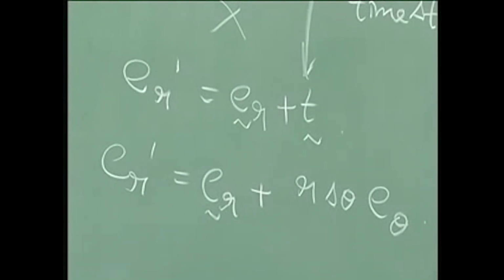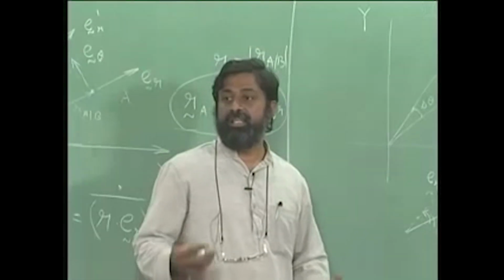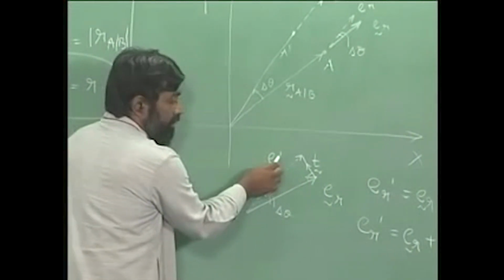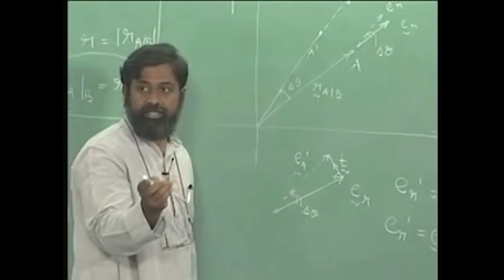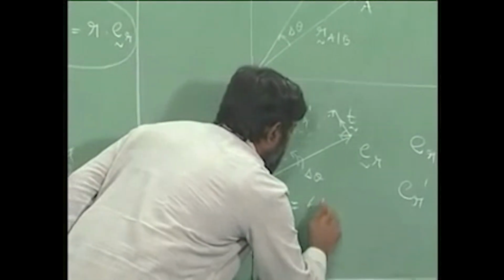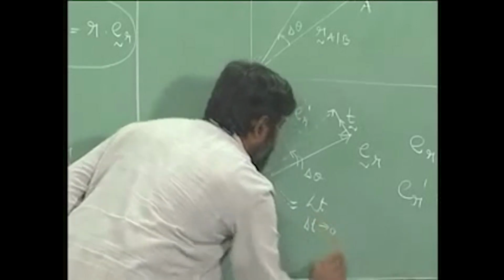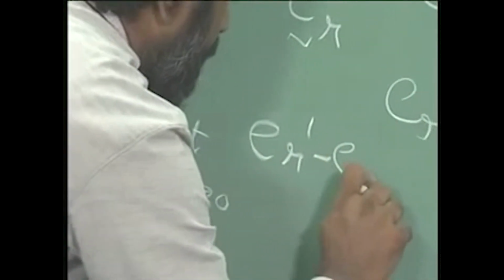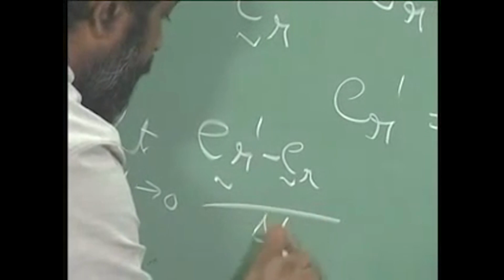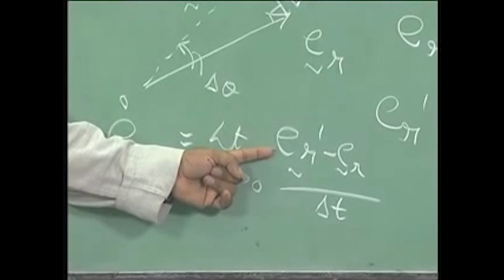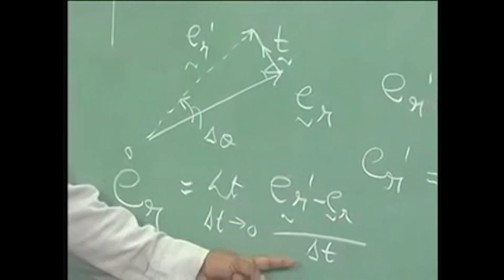What we are interested in is how it has changed, or in other words, ER dot is what we are looking at. If this is ER and this is ER prime, which is a change that has occurred over delta t, then ER dot is nothing but limit as delta t tends to 0, ER prime minus ER divided by delta t. Is this okay? This is the changed vector, this is the original vector, divided by delta t.